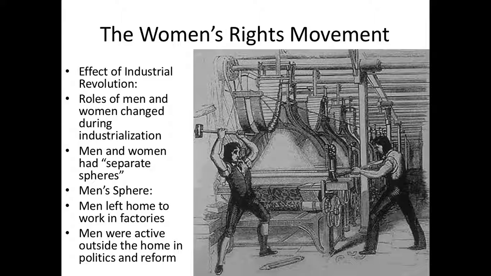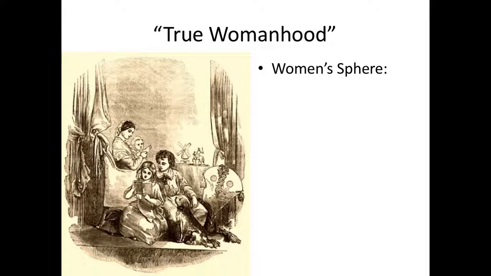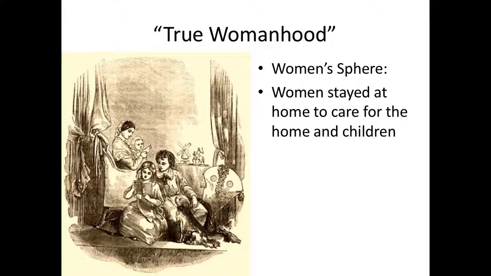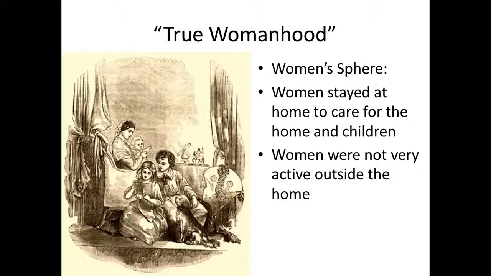What was the role of the woman? The role of the woman was to be in the home. And the role of the woman was to take care of the home, to take care of the family, to take care of children, to raise the children properly. So again, there's this notion of women being the moral centers of society, and one of the ways that they are the moral centers of society is that they are the ones that raise the children to have good moral character. They were not supposed to be active outside of the home.